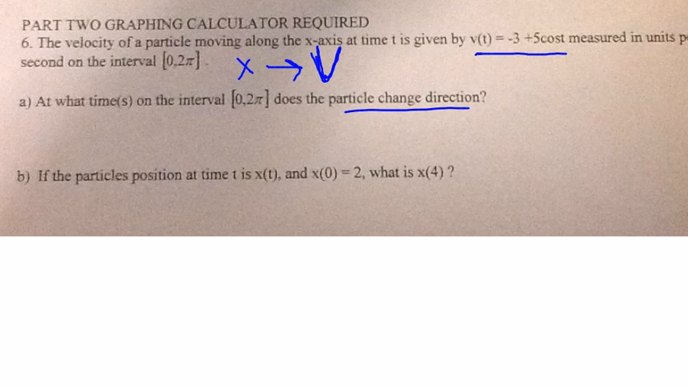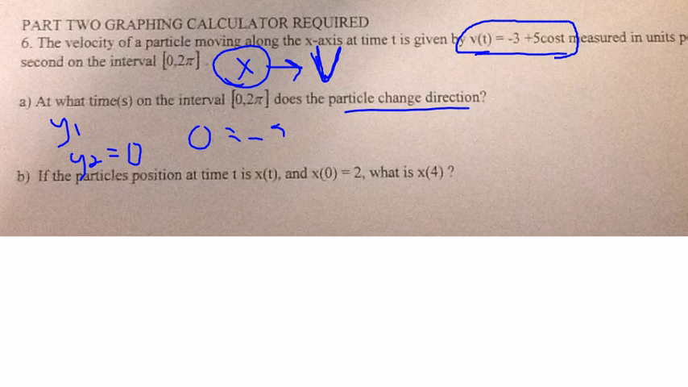And usually I find mins and maxes of x, which would be where it's changing direction, by looking at when the velocity is 0. So what I'm going to do is just graph this and then figure out where it hits the x-axis, where it's equal to 0. I plugged that v of t in for my y1, and then I plugged my y2 in equal to 0. And I simply calculated the intersection of the two. So I'm basically solving for 0 equal to negative 3 plus 5 cosine t. And that gives me the answer.